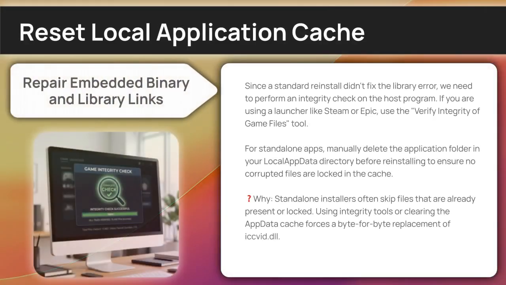Now, let's apply the core fix in this third step. Feel free to pause the video if you need a second to navigate. Since a standard reinstall didn't fix the library error, we need to perform an integrity check on the host program. If you are using a launcher like Steam or Epic, use the Verify Integrity of Game Files tool. For standalone apps, manually delete the application folder in your local app data directory before reinstalling to ensure no corrupted files are locked in the cache.